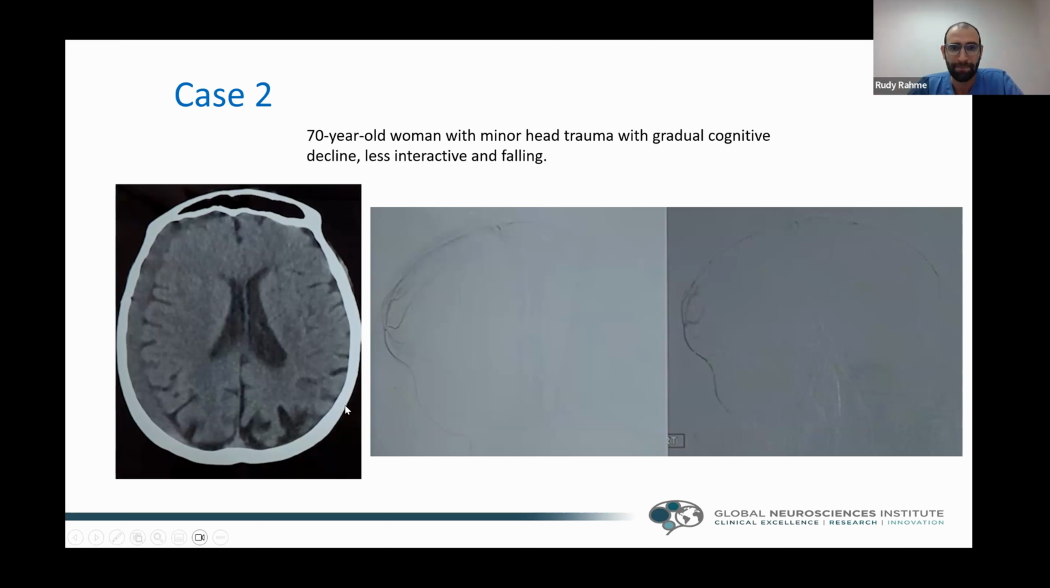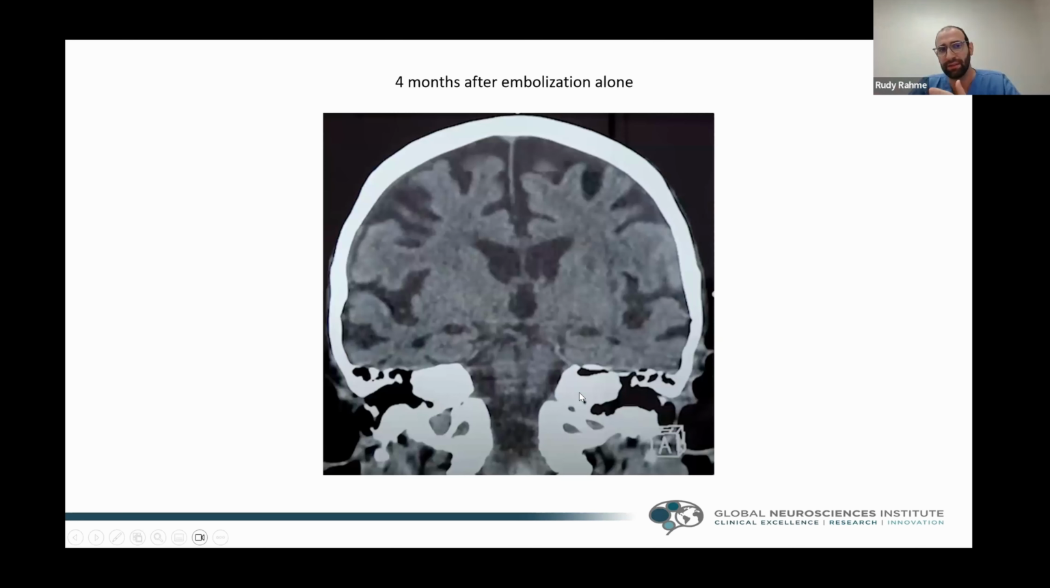separated from the brain. This is the initial injection. You can see the injection actually goes bilateral, which is not very uncommon. We see that. This is the Onyx cast, and this is about 4 months after embolization alone, and everything has resolved.